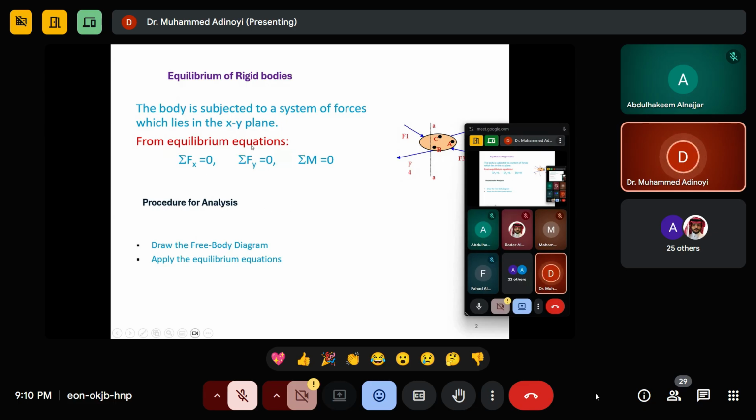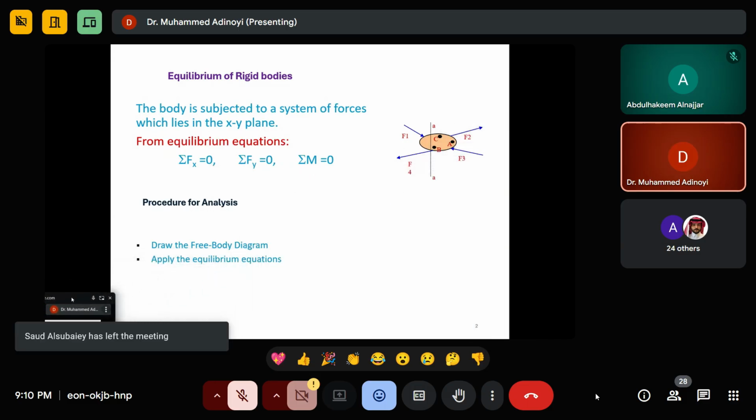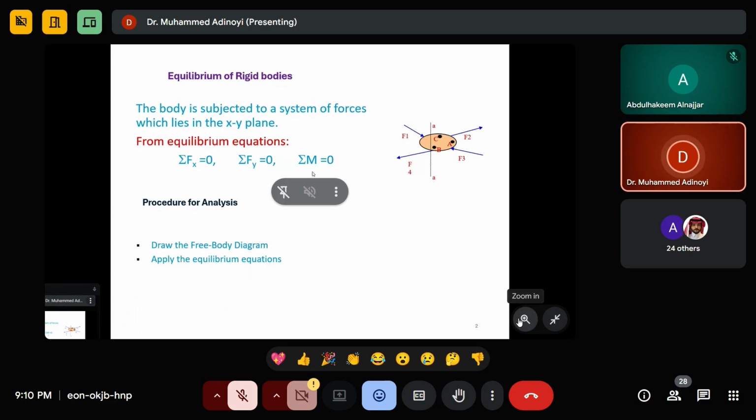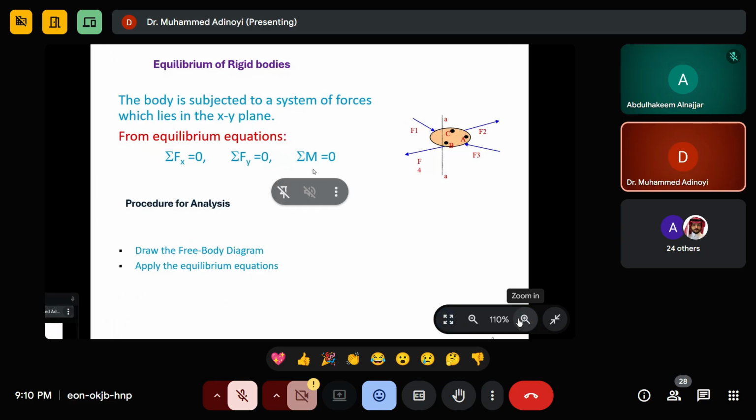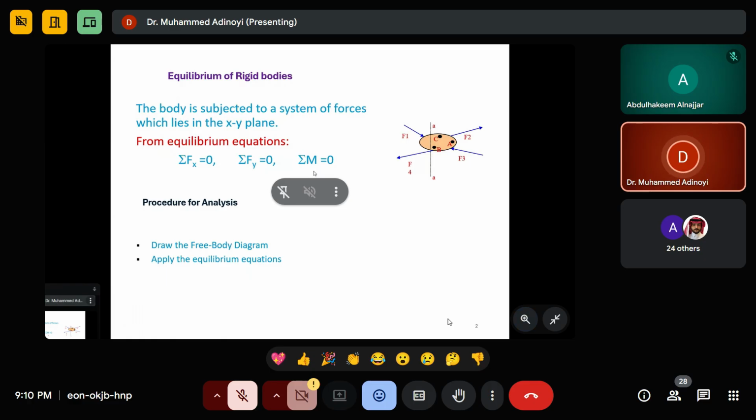So this is the equation of equilibrium. You already know it. From the equilibrium equations, the summation of Fx is equal to 0, the summation of Fy is equal to 0, right? And then the summation of the moment about any point is equal to 0.